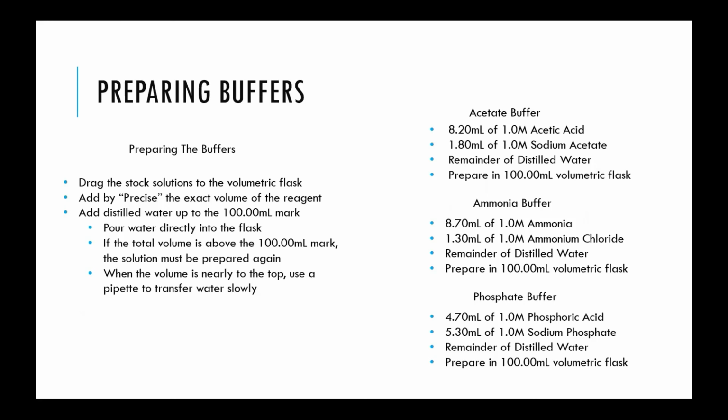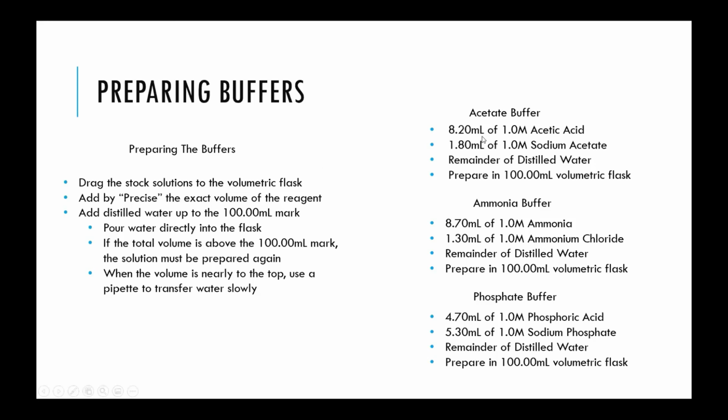You're going to be preparing 3 different buffers: an acetate buffer, an ammonia buffer, and a phosphate buffer. To do that, you're making 0.1 molar buffer solutions. The starting stock solutions in the stockroom are all 1 molar. So you'll see that adding these 2 up equals 10 for each one of these cases out of a total volume of 100 milliliters. So the final concentration of the buffer will be 0.1 molar.